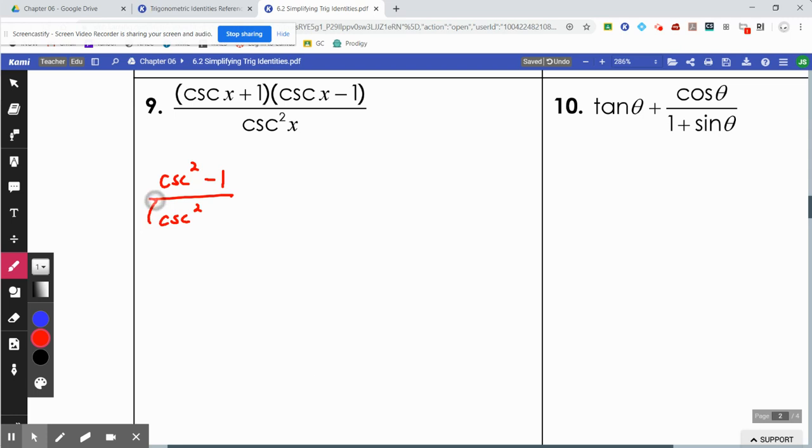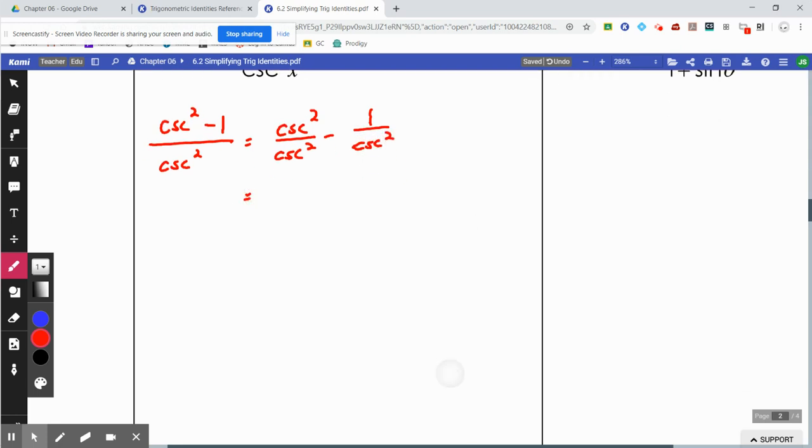Now, it's going to be very tempting to try to cancel these. You cannot. You can, however, split this. If you would like to write it, split the fraction as cosecant squared over cosecant squared, then you could cancel. Minus 1 over cosecant squared. Anything divided by itself is equal to 1. The reciprocal, 1 over cosecant.